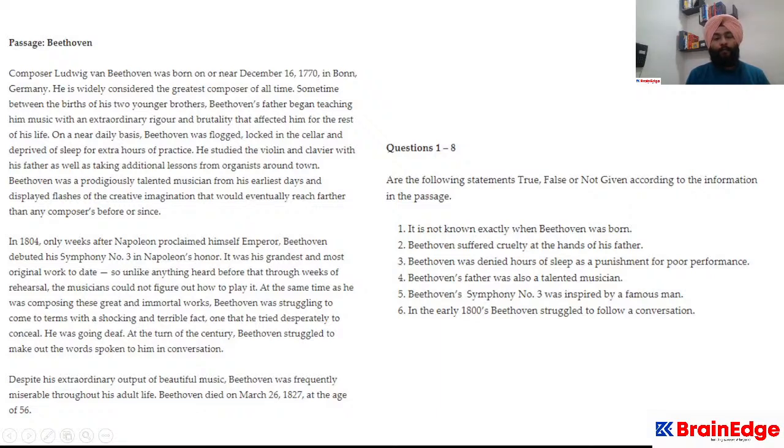Let's step into the second paragraph and second passage. I hope you might have paused and gone through this paragraph and passage. So let's see, this is again true, false, not given.